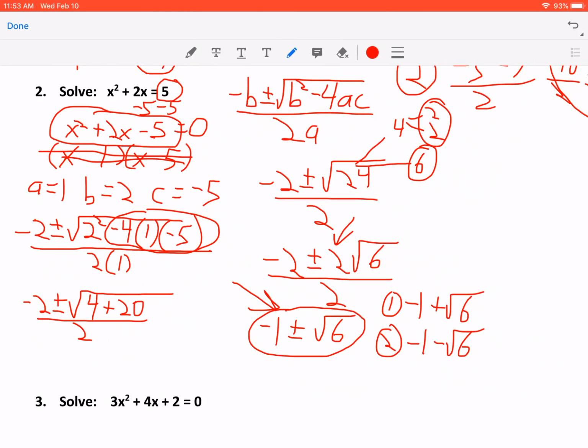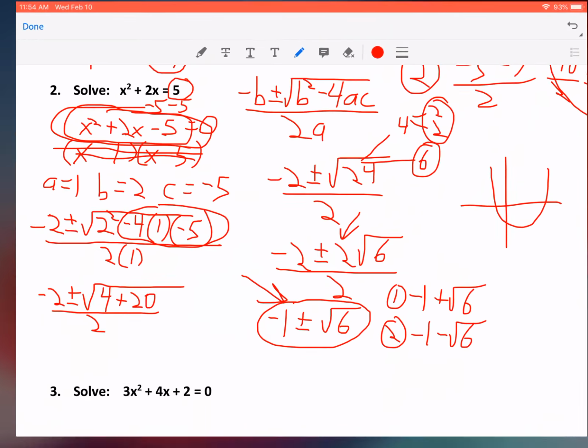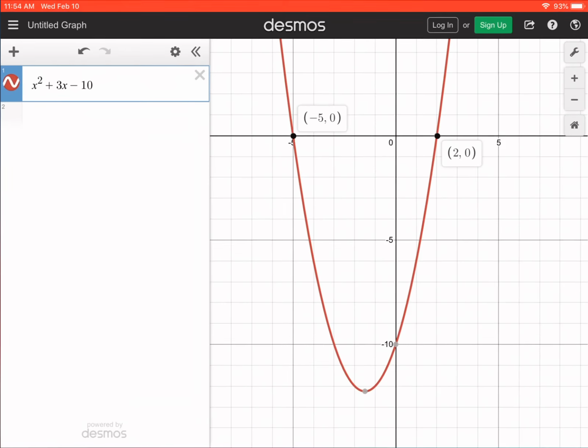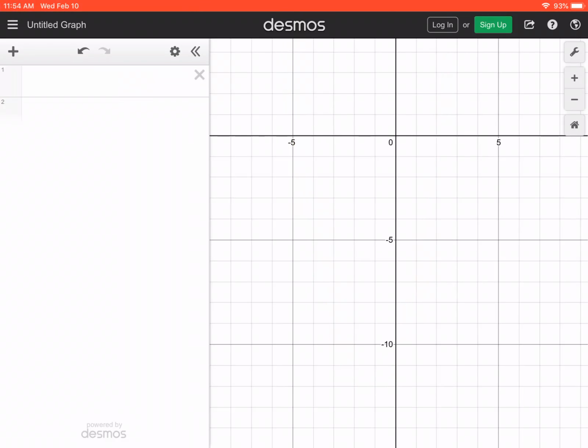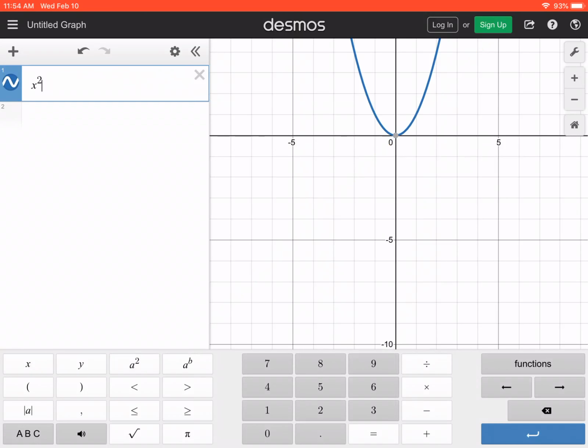I'm going to type it in Desmos. What should happen on Desmos is I'm going to get 2 answers where it hits the x-axis, but they are not going to be good numbers. They're going to be some type of decimal. So I'm going to type in x squared plus 2x minus 5. So I got x squared plus 2x minus 5, and that's where it hits it.